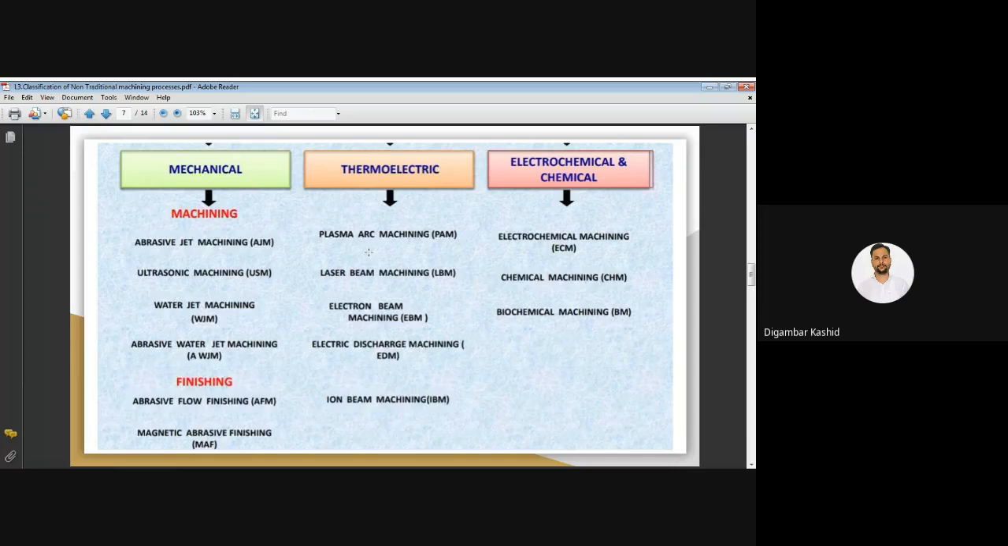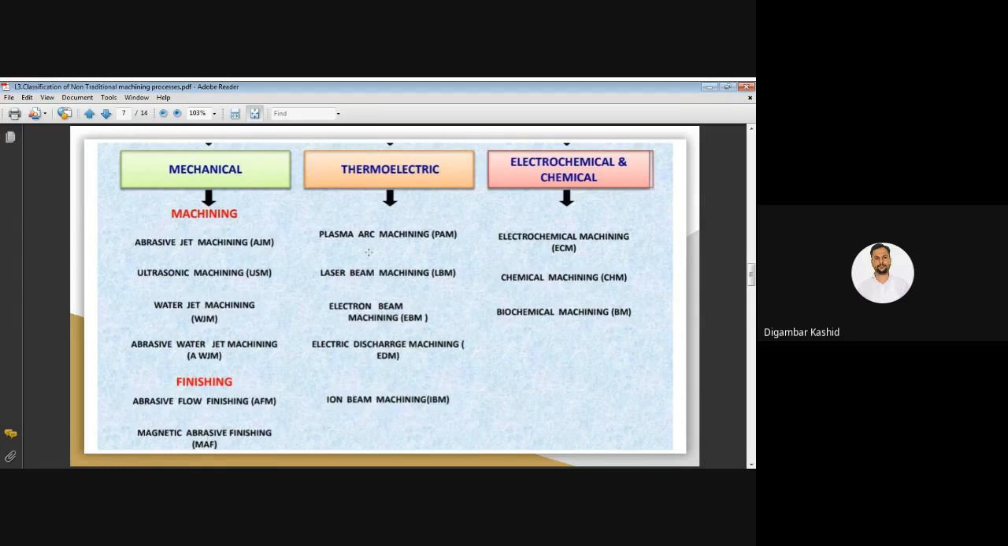Now, if you take plasma arc machining, it has been identified as a rough machining process. On the other hand, laser beam machining as well as electron beam machining are very good, or good enough for making very fine cuts and holes in your workpiece. However, there is another category, another process, that is electric discharge machining.